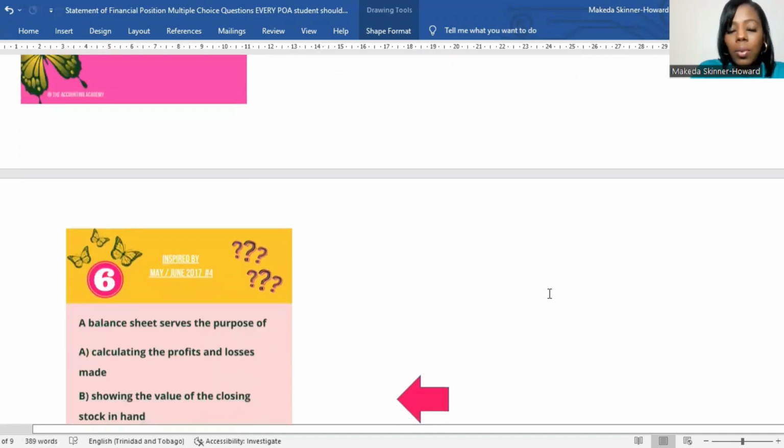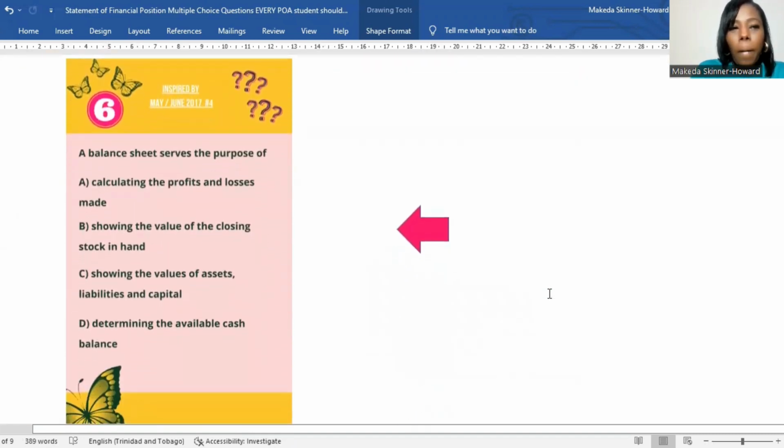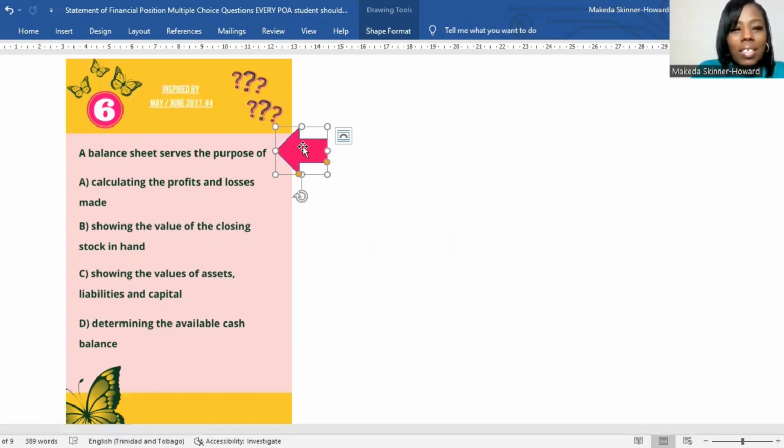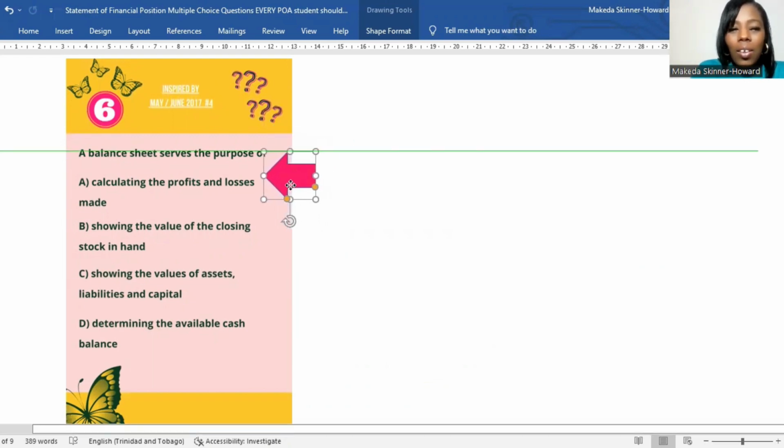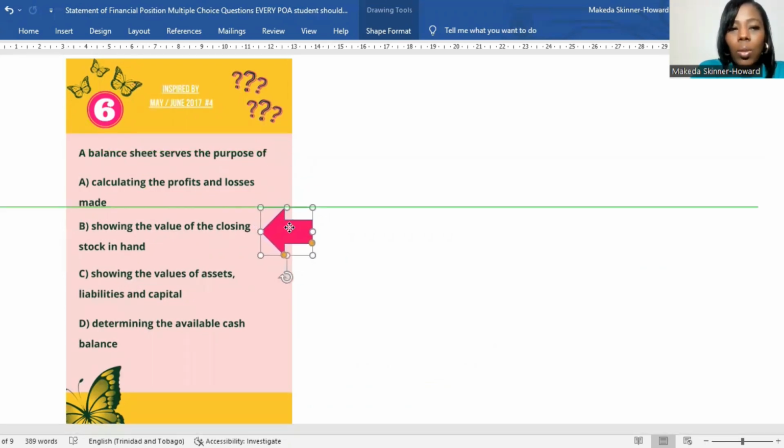Number 6. So we're moving along nicely. This was inspired by May, June 2017, number 4. And it says a balance sheet serves the purpose of what? You definitely don't want to get this wrong. You want to make sure you understand what purpose a balance sheet serves. Is it to calculate profit and losses that are made? No, it's not. Is it to show the value of closing stock in hand?